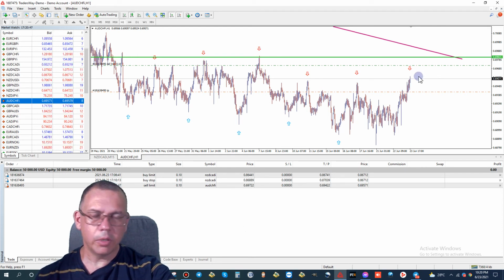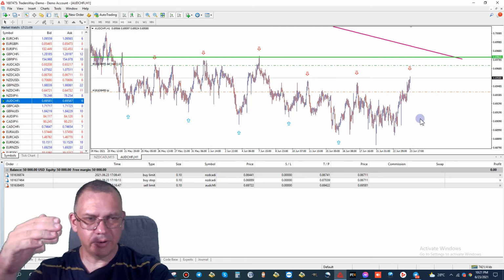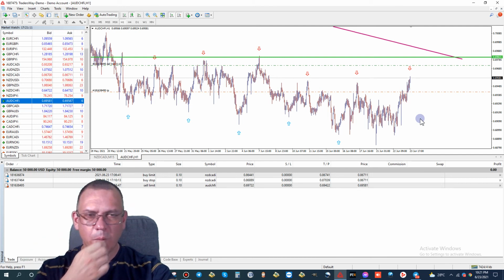Do I want to use a sell stop? Well, I could, but I don't want to, because I don't know exactly where to put the stop order. That's the problem. I could put a stop order below this take profit with another take profit down here, but I just don't like that.